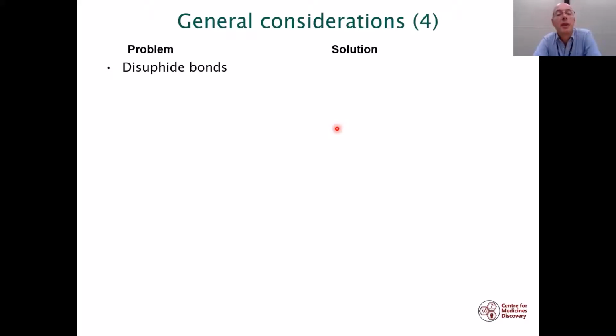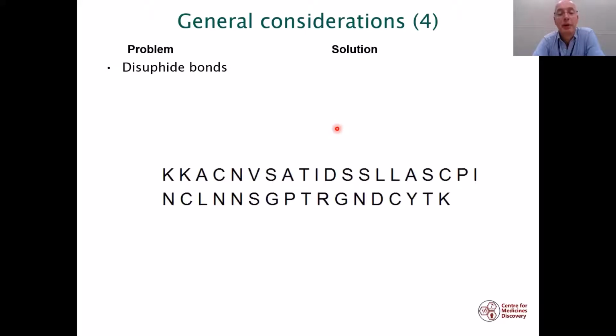There is another problem, and that's the problem of disulfide bonds. If we imagine we have a peptide sequence here, it has some lysine and some arginine residues.